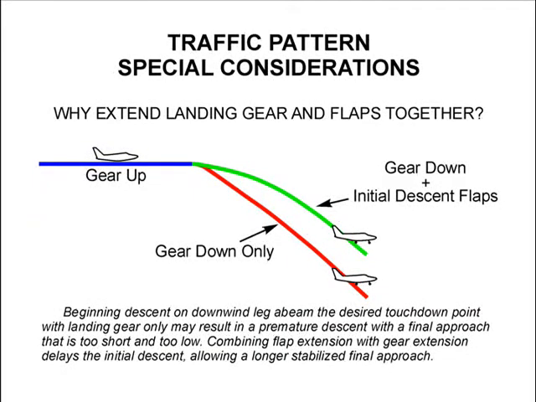Why did we initiate the final descent by extending landing gear and flaps together? Beginning descent on downwind leg abeam the desired touchdown point with landing gear only may result in a premature descent with a final approach that is too short and too low. Combining flap extension with gear extension delays the initial descent, allowing a longer stabilized final approach.